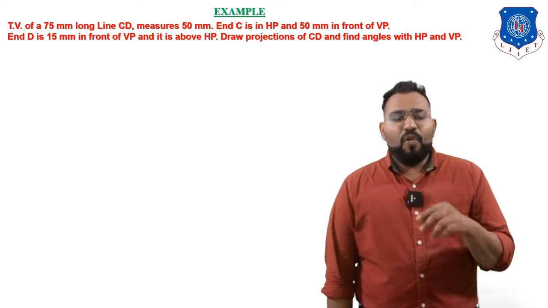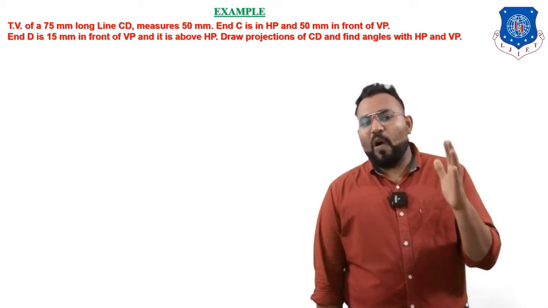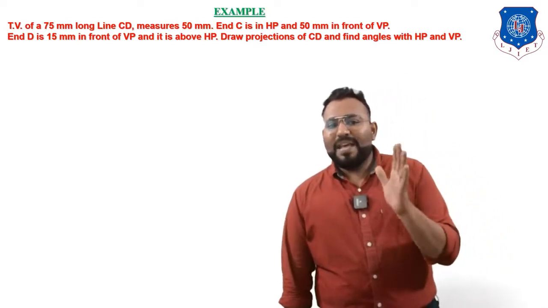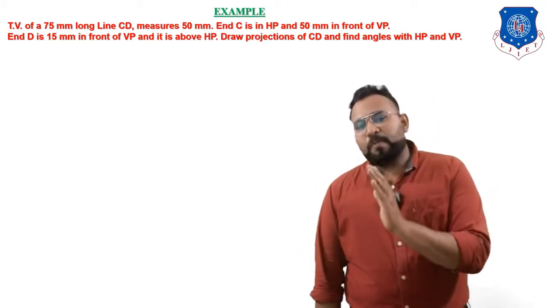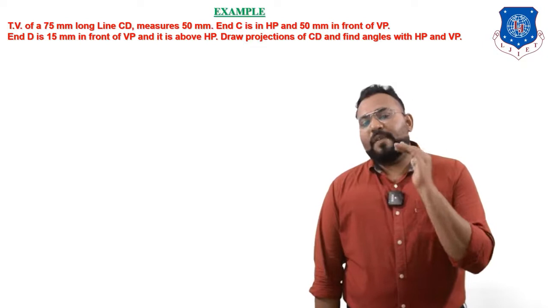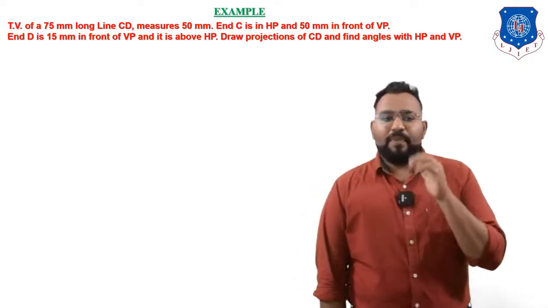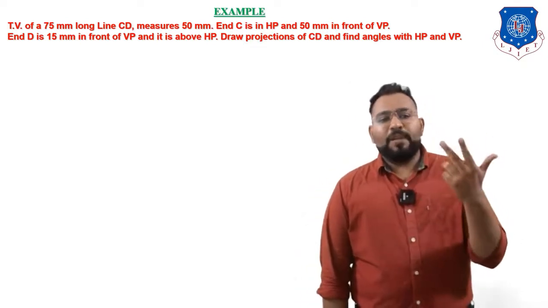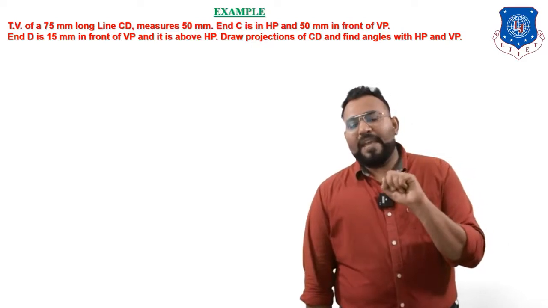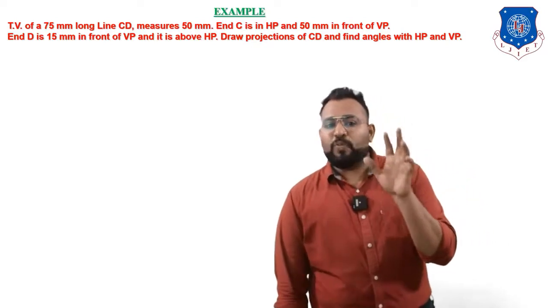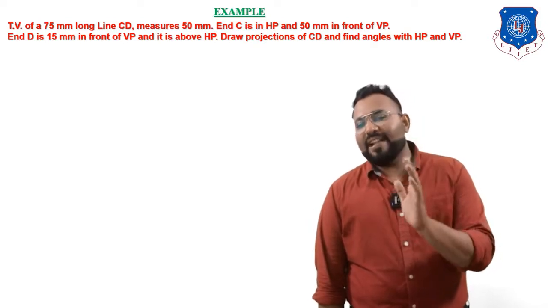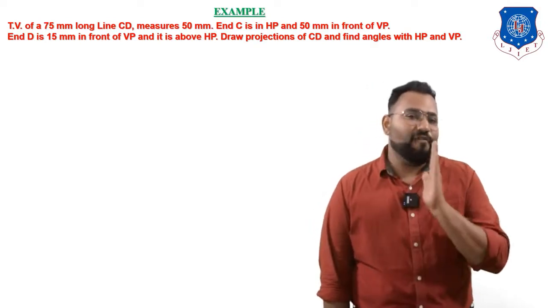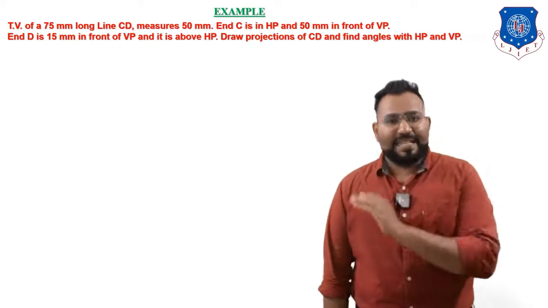A top view of a 75 mm long line CD measures 50 mm. The end C is in HP and 50 mm in front of VP. And D is 15 mm in front of VP and it is above HP. Draw projection of CD and find angles with HP and VP. So now this is the example.